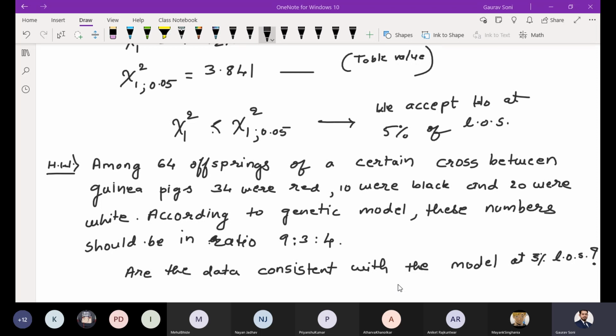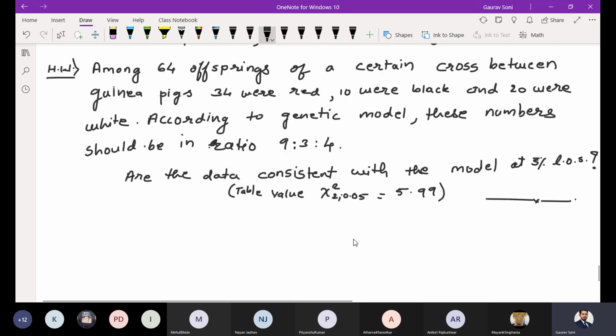And once we have both these data, then you can go ahead. The table value for chi-square distribution with 2 degrees of freedom at 0.05 is 5.99. So you can do the further calculations and decide whether the given hypothesis has to be accepted or rejected.